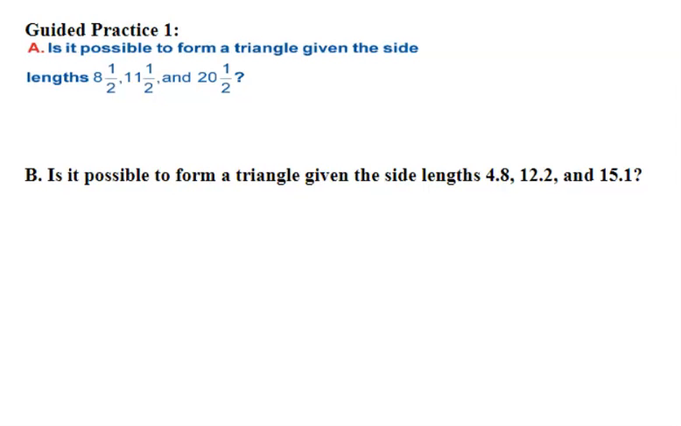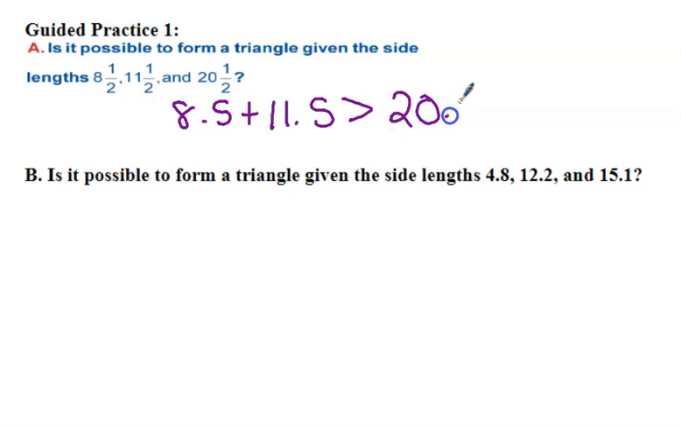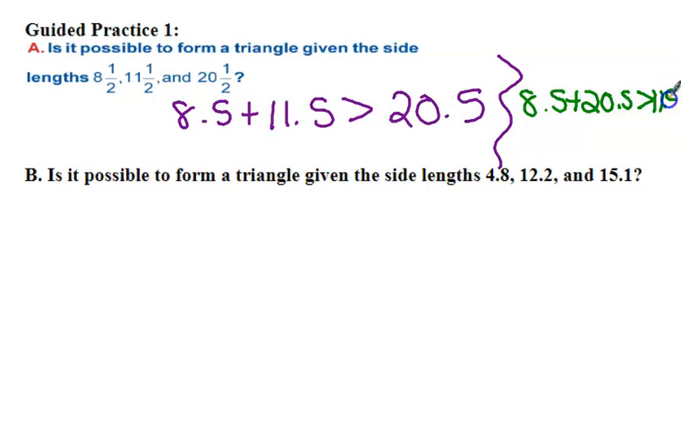All right, next question. We have to see if these add up in the different scenarios. So let's say I have 8.5 plus 11.5. We have to see if that's greater than 20.5. What's another combination of sides? I have 8.5 and 20.5. Is that greater than 11.5? And then the last one would be 20.5 and 11.5. Is that greater than 8.5?